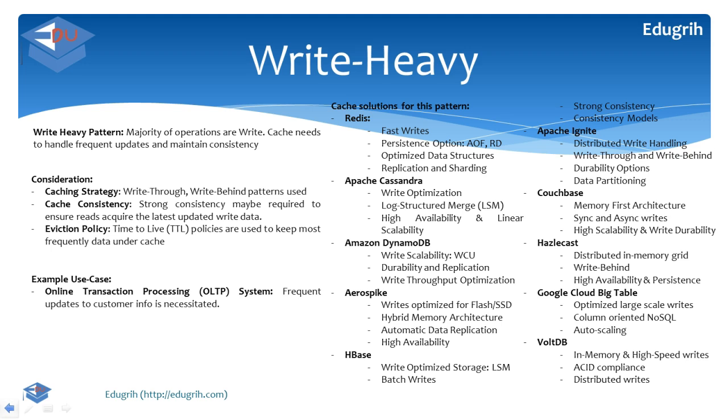Google Cloud Bigtable, optimized large-scale writes, column-oriented NoSQL, auto-scaling is supported. VoltDB, in-memory and high-speed writes, ACID compliance. Important aspect here is cache providing ACID compliance and distributed writes.